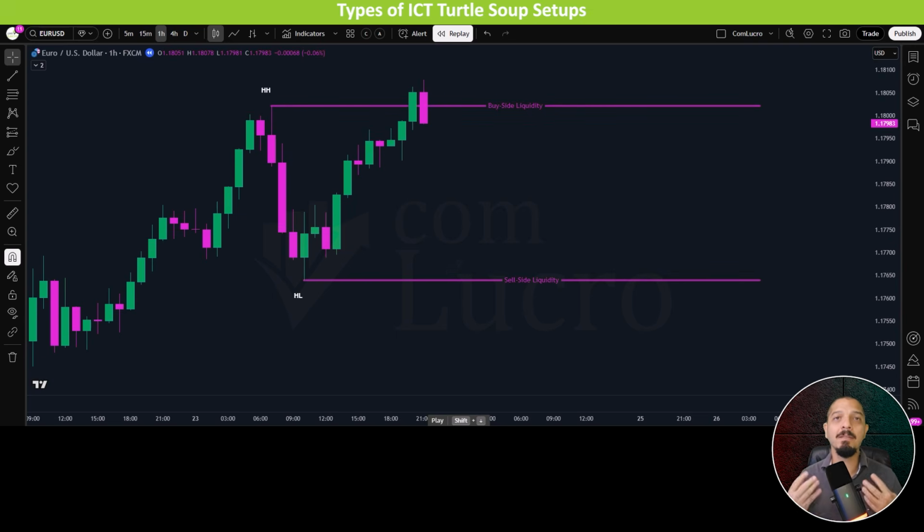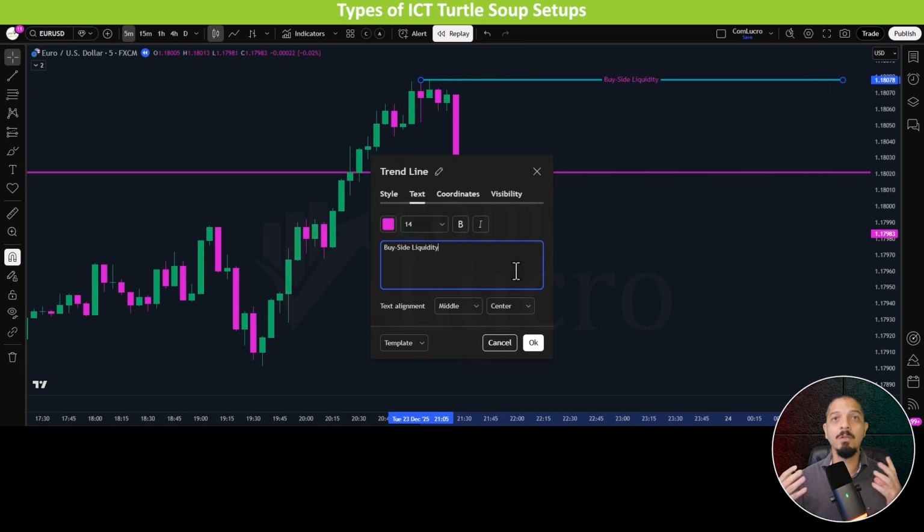Then, instead of continuing higher, price fails to hold above the high and starts to reverse, signaling that the breakout was false and that liquidity has been taken. After that, move down to your lower time frame, in this case the 5-minute. This is the time frame you will use for execution, not for prediction.